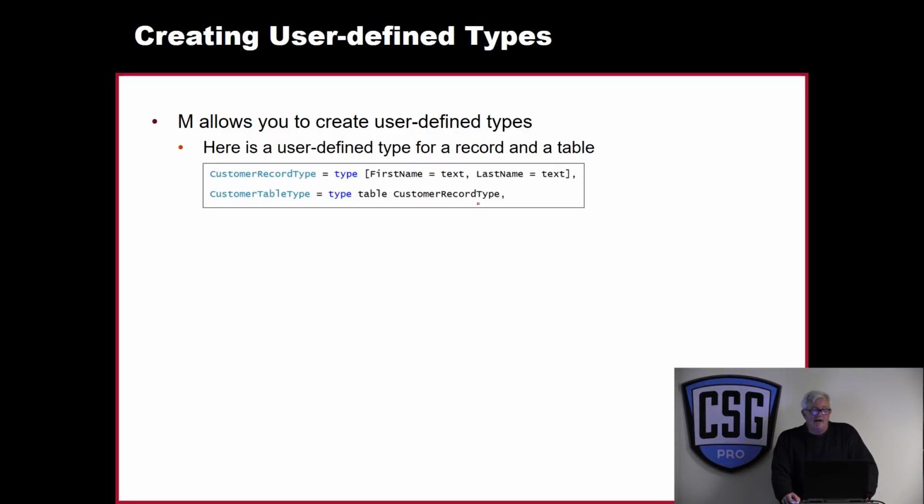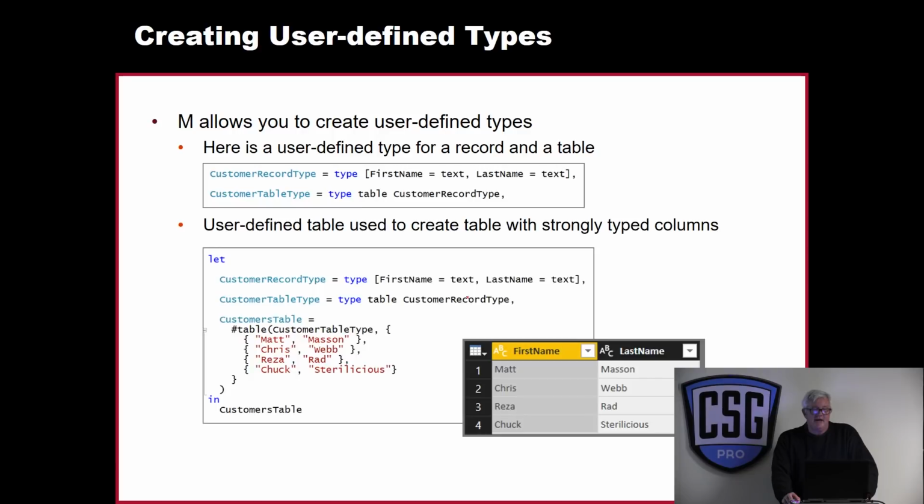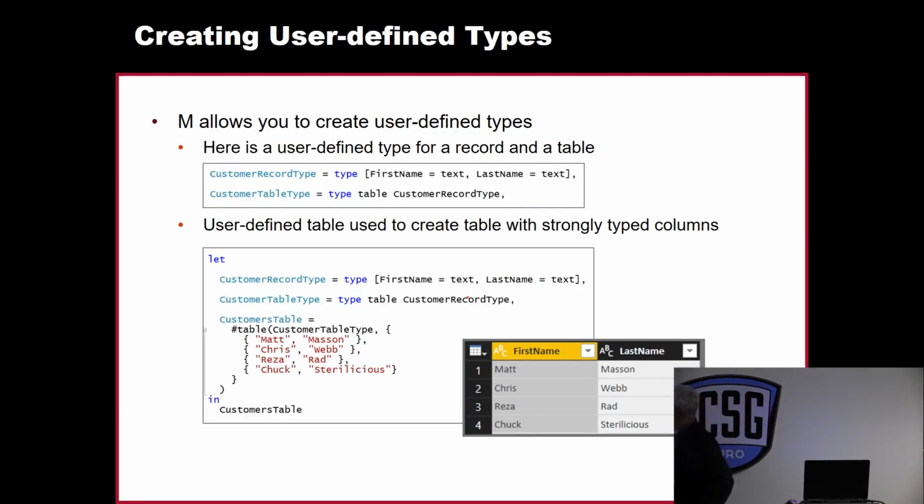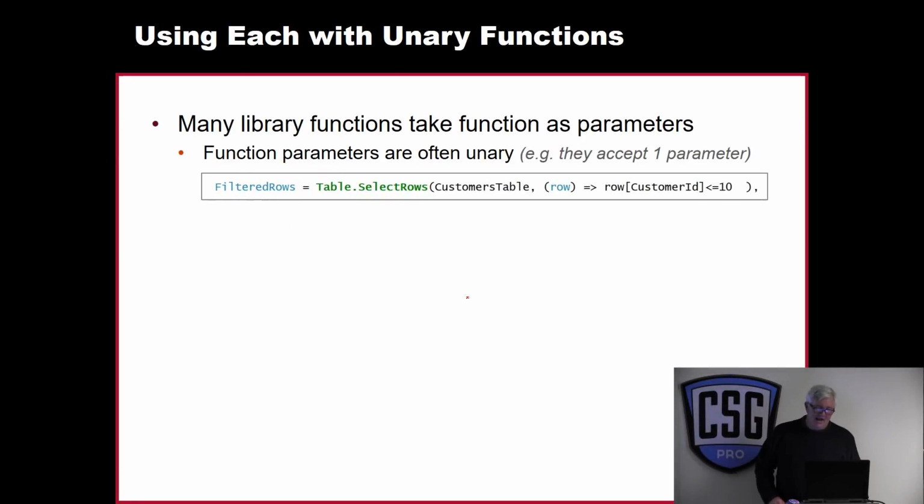And now what I can do is say I want to have a type which is a table, which is composed of this record type inside here. Now, putting this into a more practical setting, let's go here and I create the type of record that I want, and then I create the type of that. And down here, when I say add table, I say customer table type. So now I've defined what the column types are going to be. That's how you can create strongly typed columns as you're writing your M code.